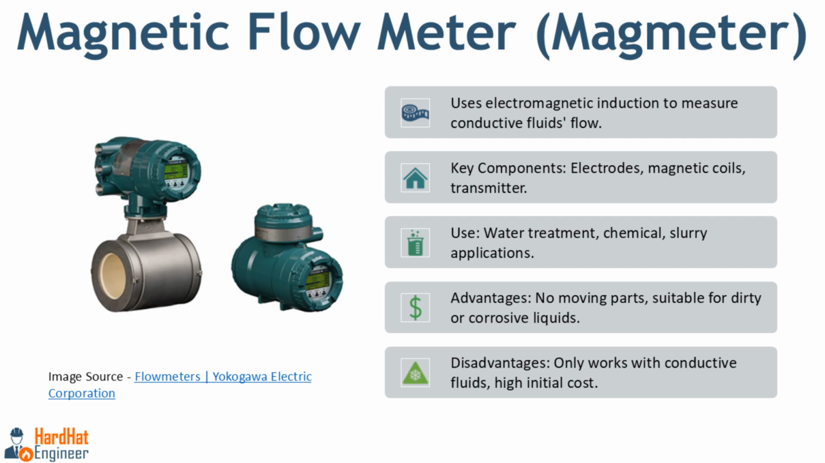The key components, as shown here in the image, of a magmeter include electrodes to detect the generated voltage, magnetic coils to create the magnetic field, and a transmitter to process and display the flow data. Magmeters are commonly used in applications like water treatment, chemical processes, and slurry handling because they can handle dirty or corrosive liquids without any moving parts that could wear out.